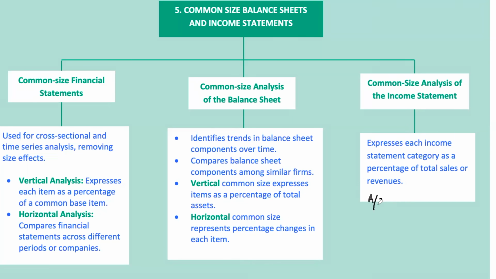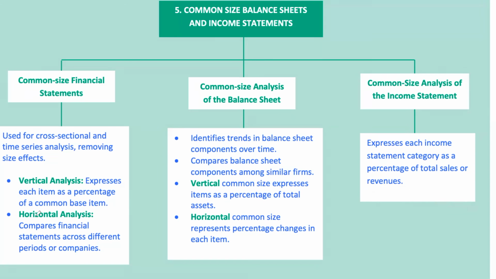For example, if we see that accounts receivable have increased from 10% to 15% of total assets, what could that mean? Maybe the company is selling more on credit. Perhaps they've loosened their credit policies. Could be that their collection efforts have become lax, or they might be using more aggressive revenue recognition policies.